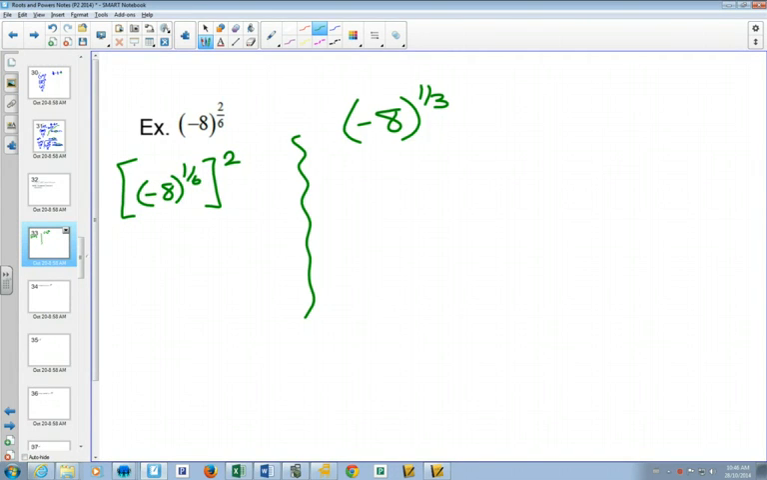And notice because of the negative, I had to add extra brackets, right? Algebraically, definitions of what order of operations are. If I'm going to put this negative 8 to the 1/6, the negative goes to the 1/6 as well, which would be the 6th root of negative 8.